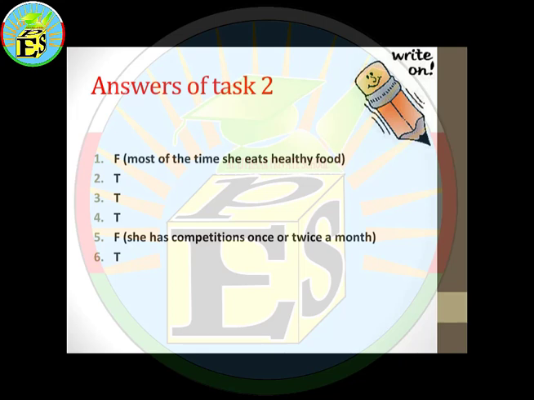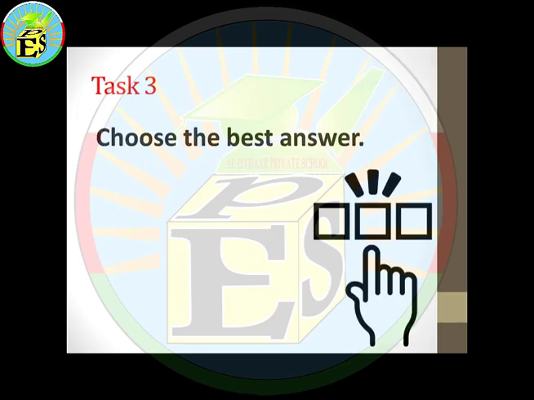Now let's move to task number 3. It's a multiple choice question. Here you have to choose the best answer. You have 5 questions. Each one includes 3 choices. The first one is Sonia Thomas is tall, heavy, or thin. So you have to choose the best answer for each question.